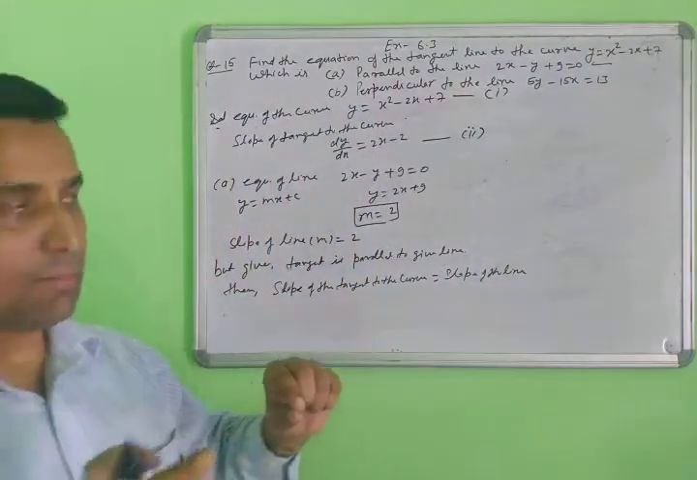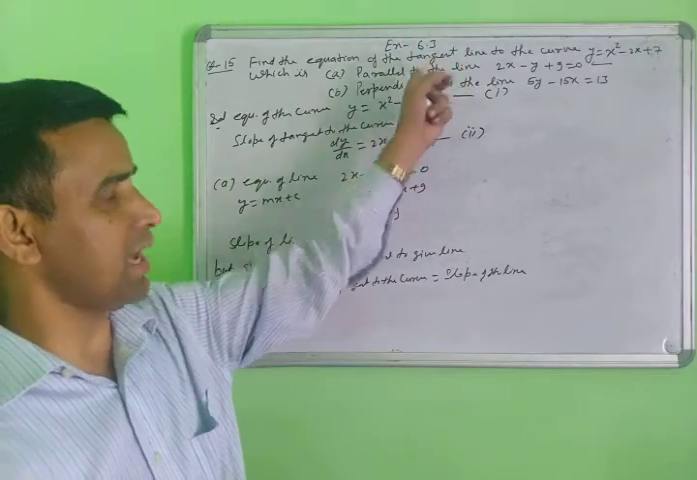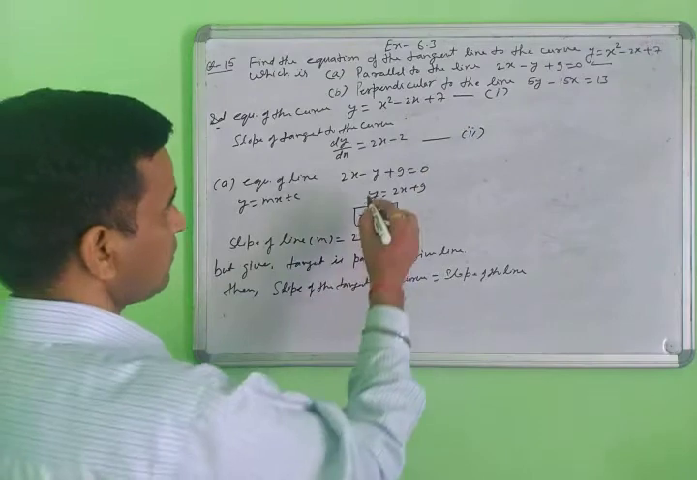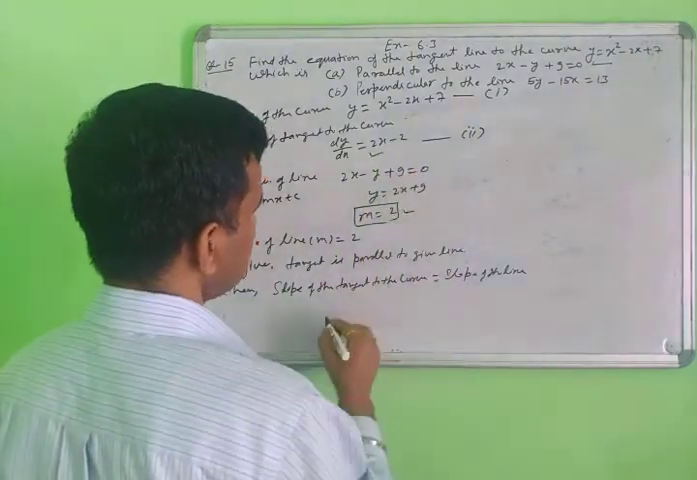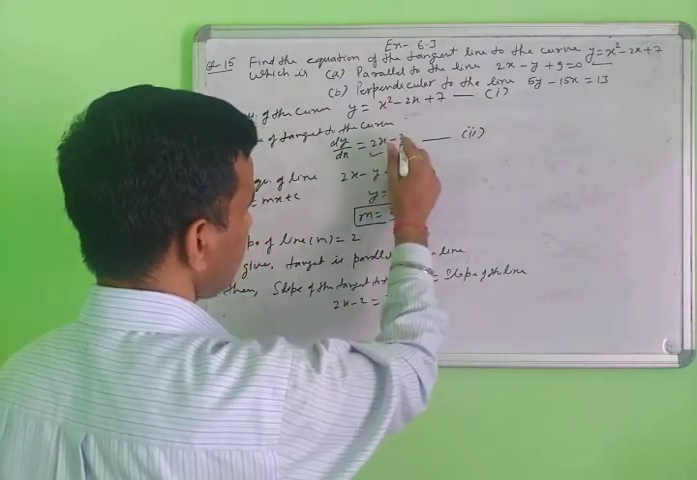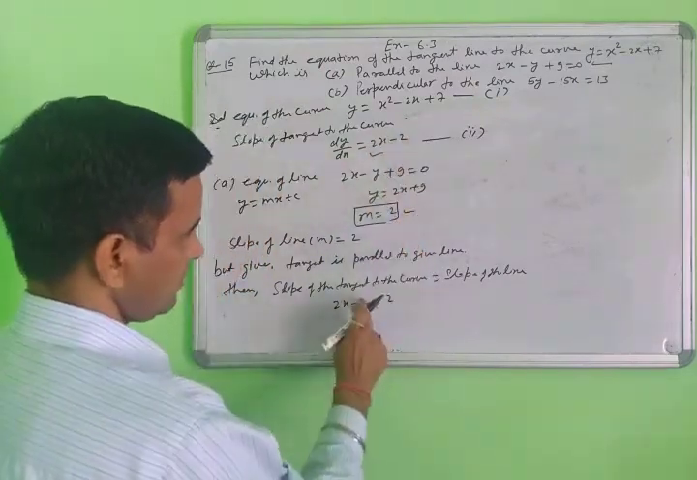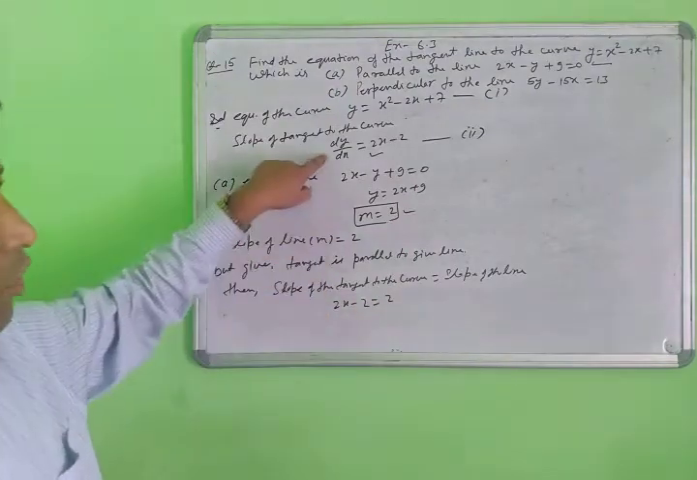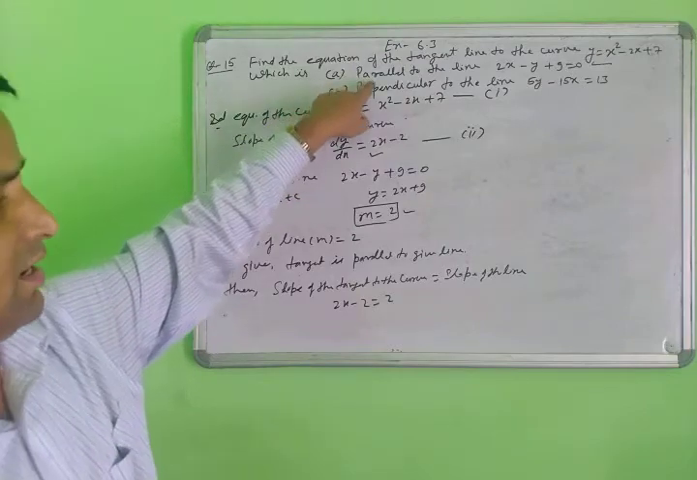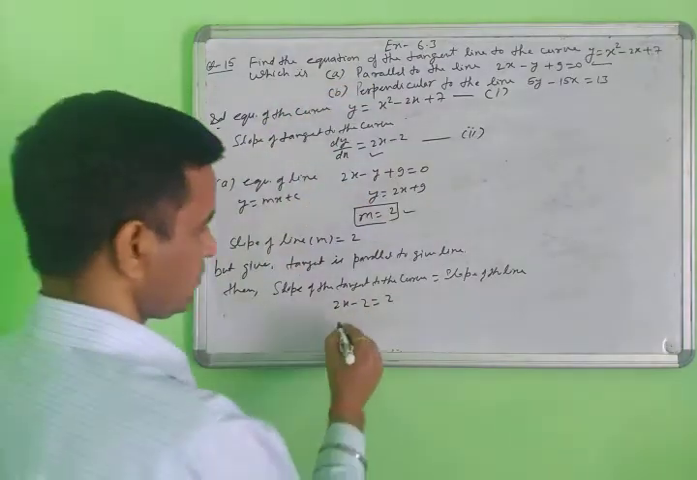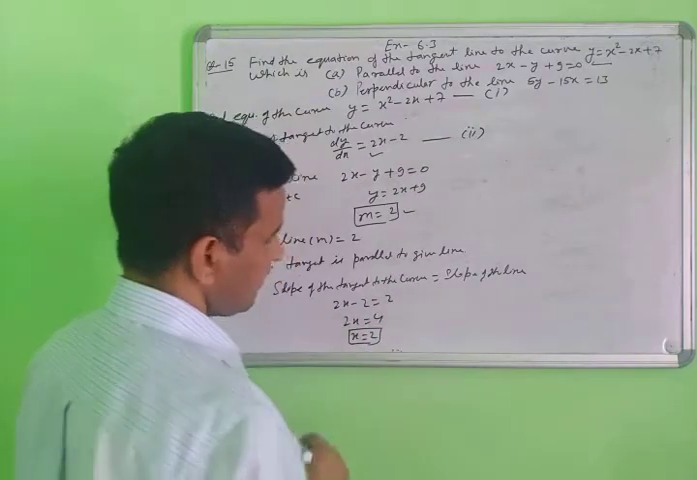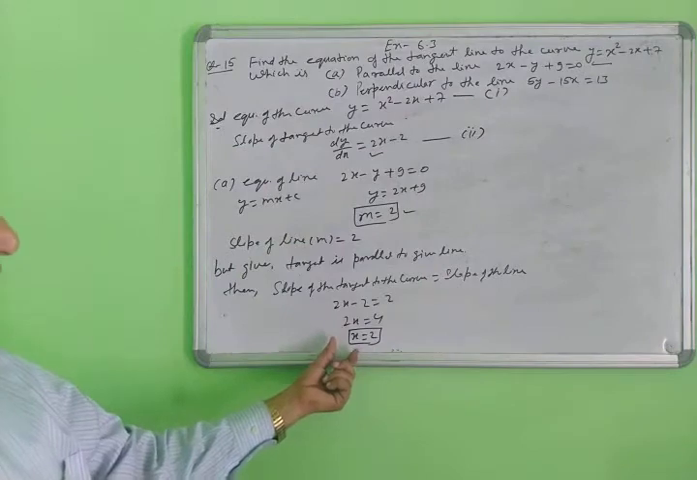Means when both tangent and line are parallel, the slope of both will be equal. The slope of the tangent is this, the slope of the line is this. So 2x minus 2 equal to 2. I am using the parallel condition here. So 2x equal 4 and x equal 2. This is the value of x.